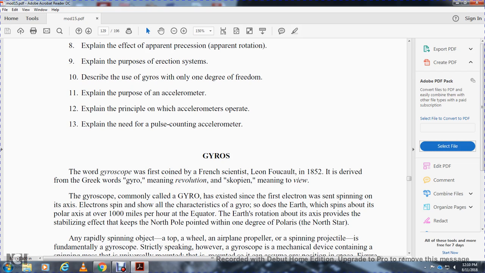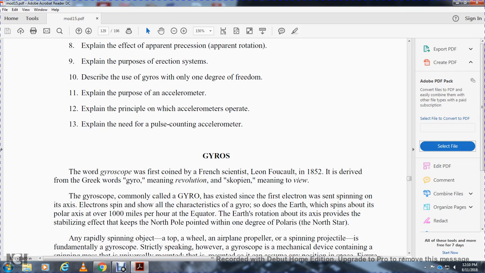The word gyroscope was first coined by the French scientist Leon Foucault in 1852. It is derived from the Greek word gyro, meaning revolution, and skopein, meaning to view. Gyroscope is commonly used with the gyro, as in the spin of the electron. We speak of the spin over the axis. Electron spin shows all of the characteristics of a gyro.